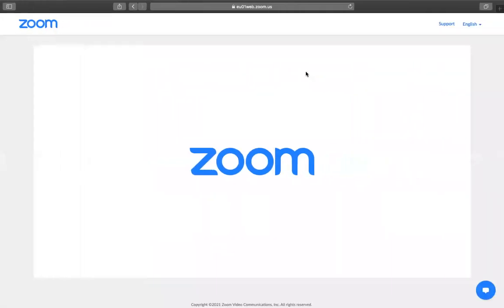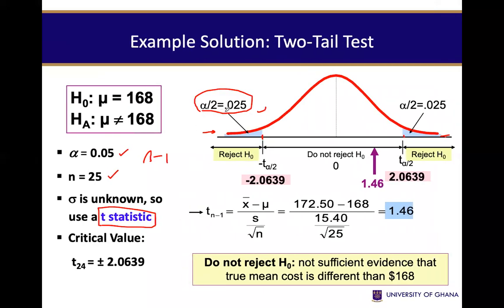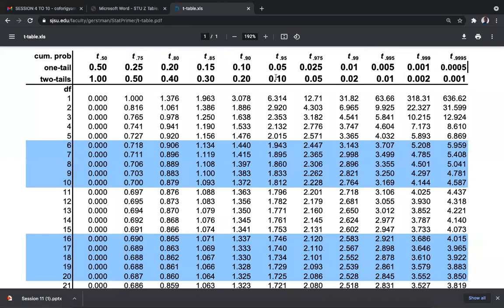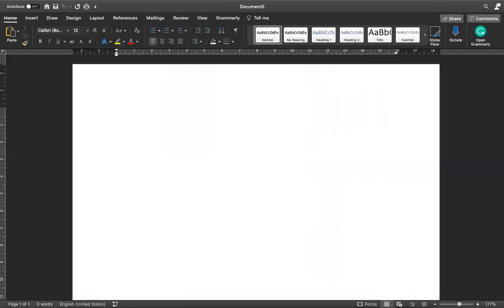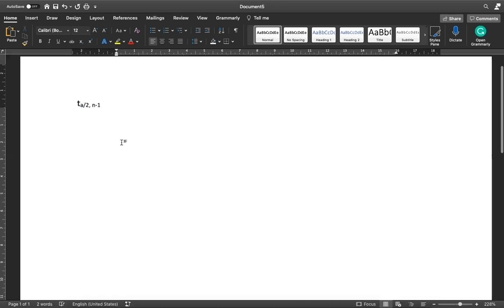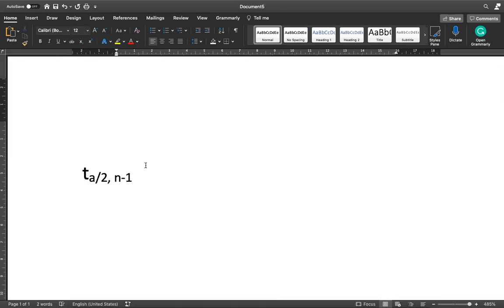This question is actually telling us to choose an alpha of 0.025 because it is 0.05 that has been slashed into 2. So what you just do is to locate the alpha value and the corresponding degree of freedom. I mentioned to you that we have a T distribution that has an alpha over 2, and then we have an n minus 1 degree of freedom. Okay, this is the distribution that we are dealing with, T alpha over 2, n minus 1.